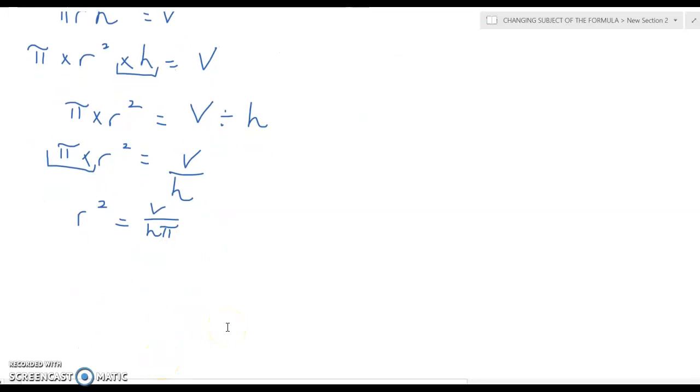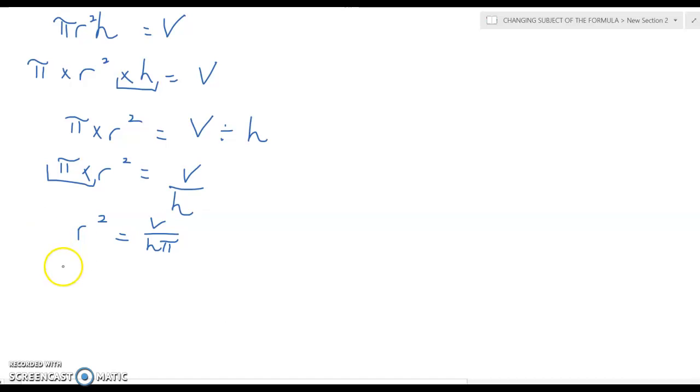And now, similar to the question before, we have r squared here. We want to get rid of the squaring. What is the opposite of squaring? Opposite of squaring is square root. So we do square root of V over h times pi, right? And that's it. Again, it's a process. So take your time and do it step by step, right?